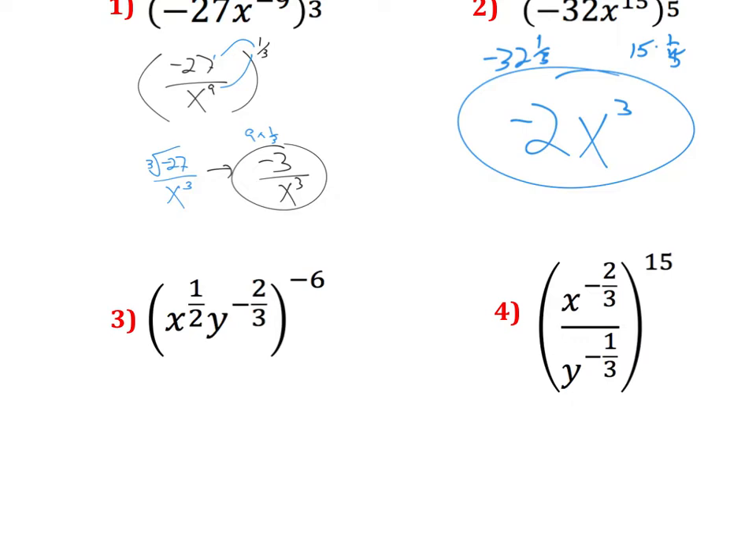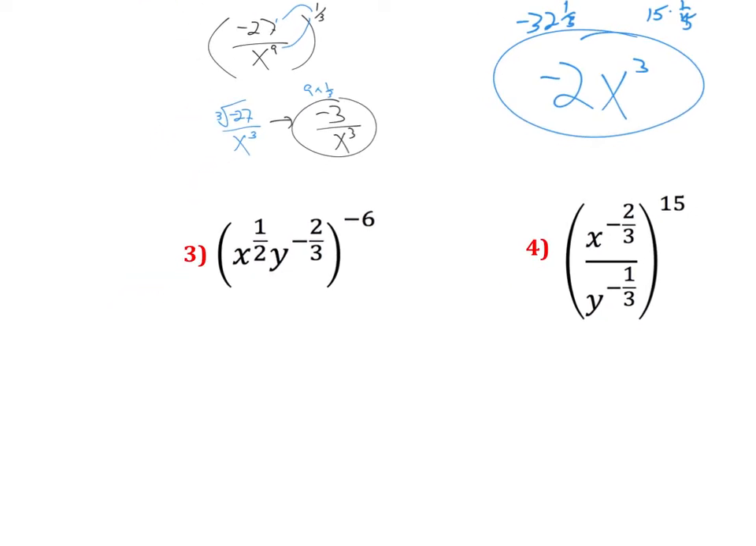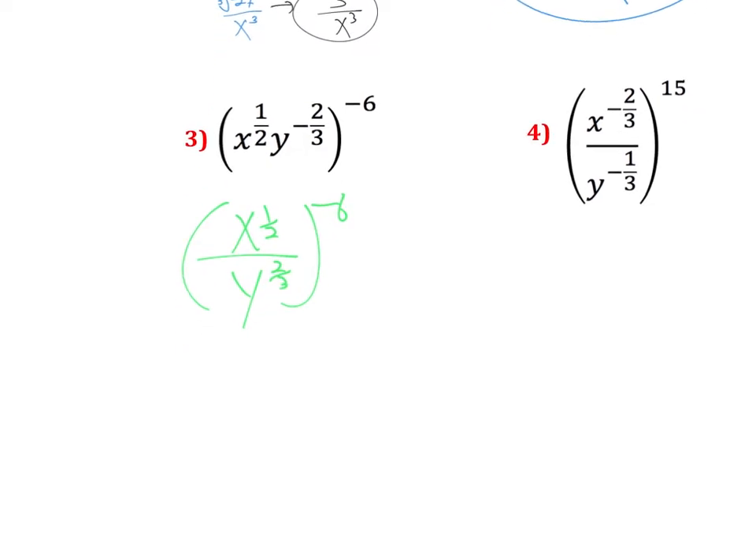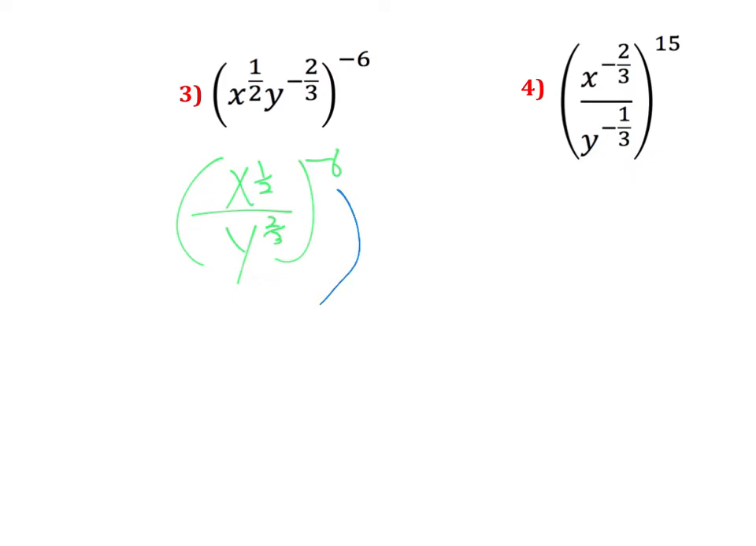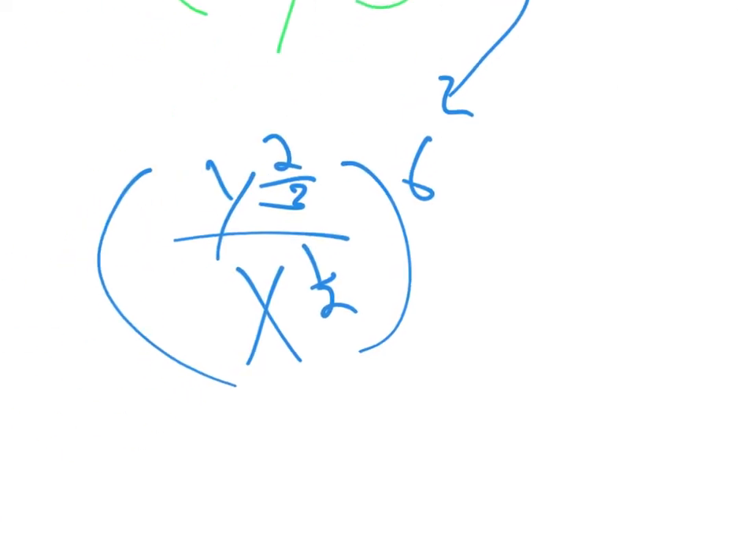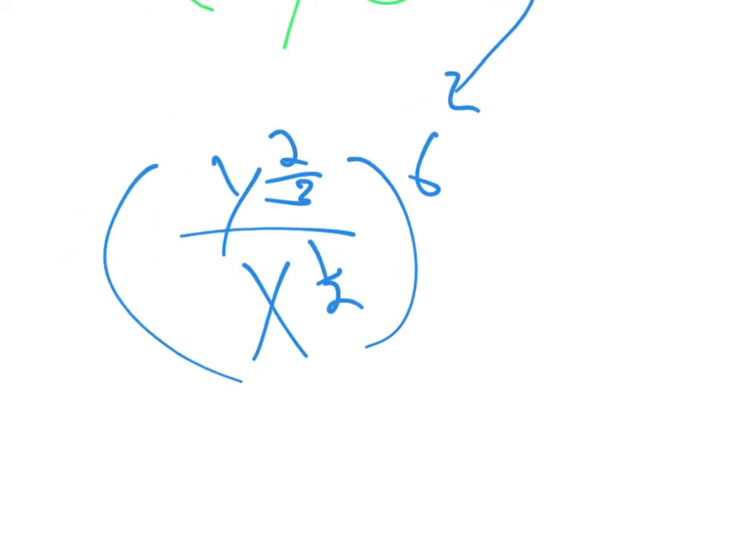Number 3 here. We have x to the 1/2, y to the negative 2/3, all raised to the negative 6th power. So this one might have a handful of negative flipping and flopping that we have to do. First, I'm going to simplify the inside. You guys know me. So x to the 1/2 over y to the 2/3. And then what I'm going to do is change this negative 6 to a positive 6. And in order to do that, I just take the reciprocal of whatever the base was. So I've got y to the 2/3 over x to the 1/2.